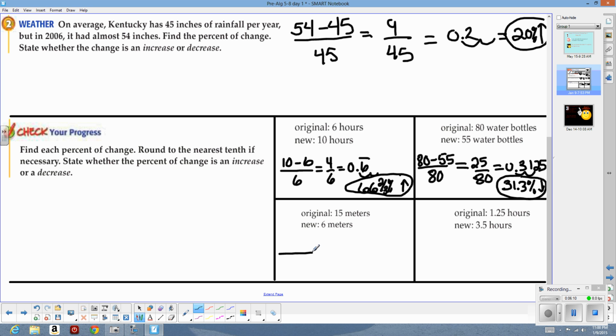All right, the original was 15 meters, the new is 6 meters. So to find the percent of change between those two things, it's going to be 15 minus 6 will be your amount of change over the original, which is 15. 15 take away 6 is 9. 9 divided by 15 is 6/10. So as a percent, that last step, it's 60%. And it went from 15 to 6, so it was a 60% decrease.